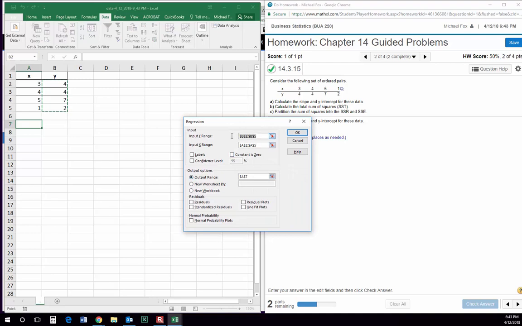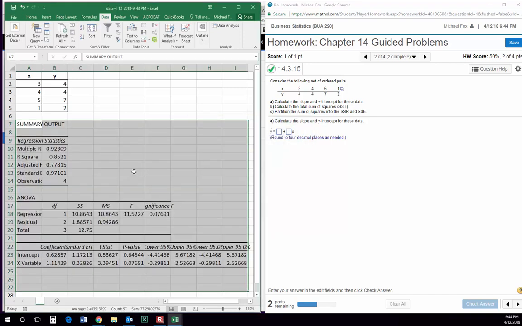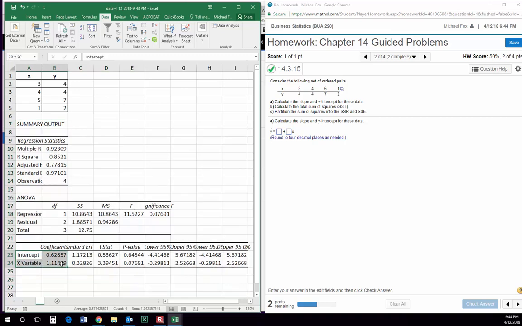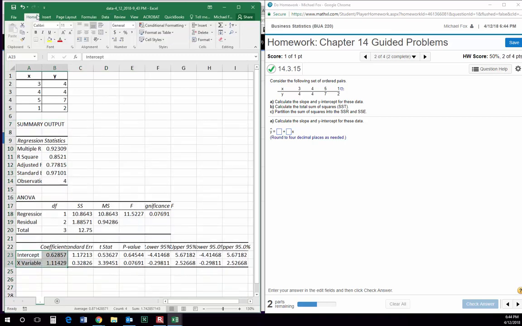First thing we have to do is tell it the Y range. So there's all of our Y data. Then our X range. And then we tell it where we want it to output to, which it's already actually guessed, but sometimes it doesn't. And it gives us this output with tons of information. So the information we're really interested in is this one right here and these three right here.